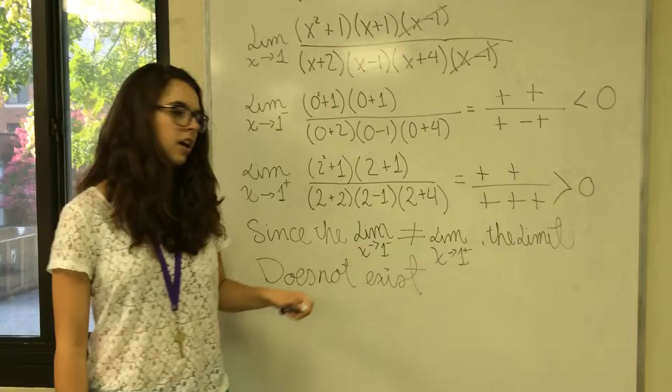Since the limits as x equals 1 from the left and the right are not the same, the limit does not exist.